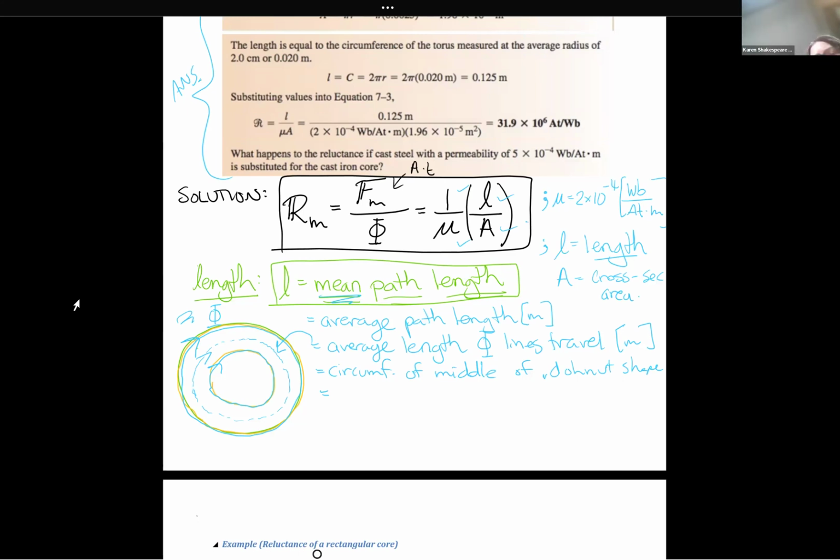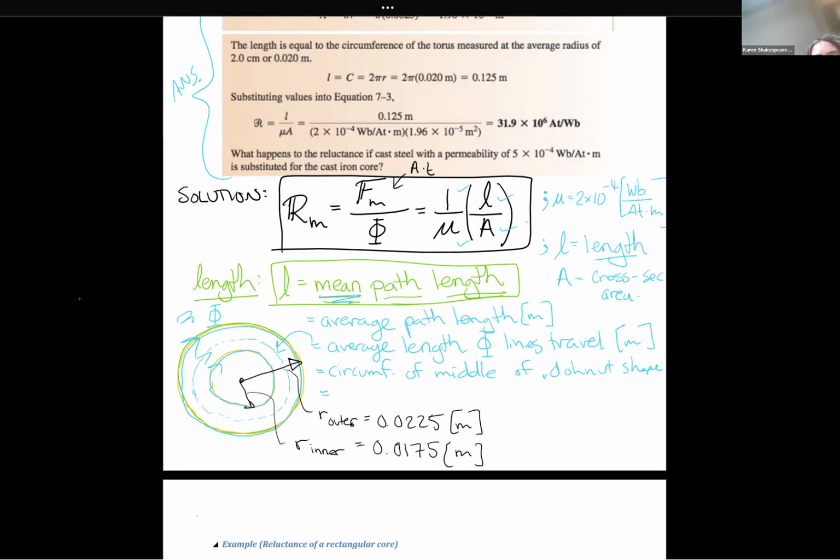The geometry in the question said that the radius to the outer surface is 2.25 centimeters, which in meters, our outer is equal to 0.0225 meters. And our inner is equal to 0.0175 meters because it was 1.75.